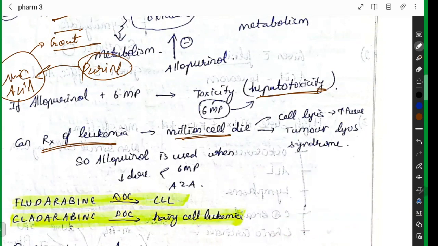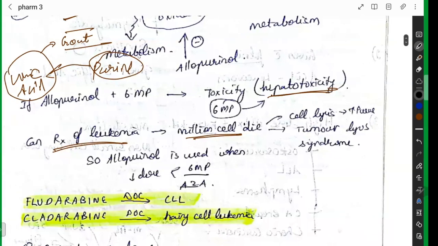In tumor lysis syndrome, allopurinol is used, and you decrease the dose of 6-mercaptopurine and azathioprine. So when you are giving a decreased dose of azathioprine and mercaptopurine, what can you give? You can give allopurinol, because allopurinol will help you remove the uric acid. But always be careful with the dosage of allopurinol and 6-mercaptopurine. Are you clear with this? Now we are going to move on. What are the other drugs?